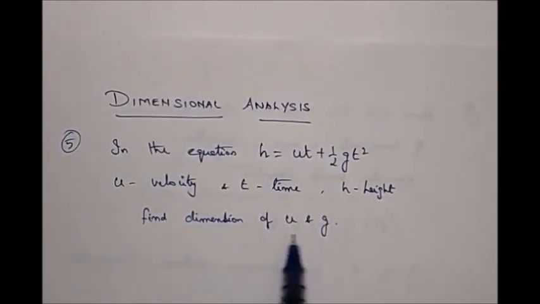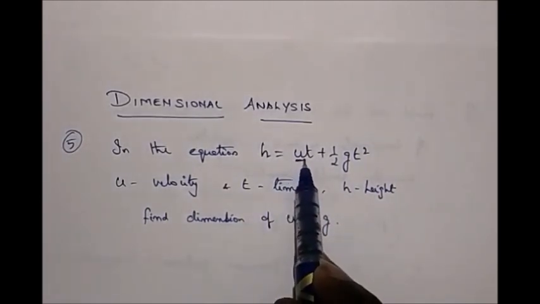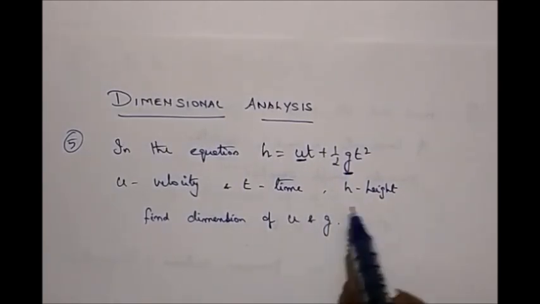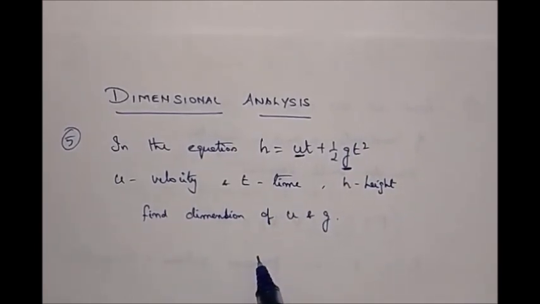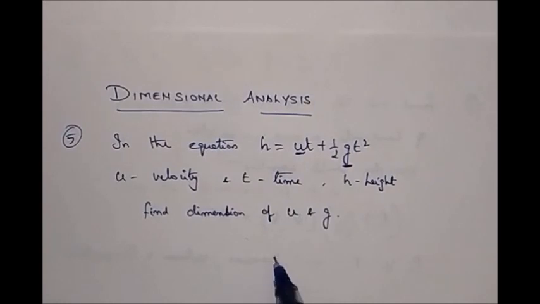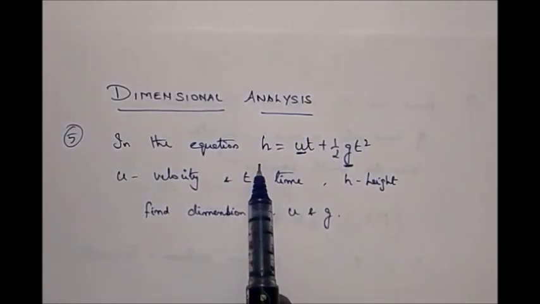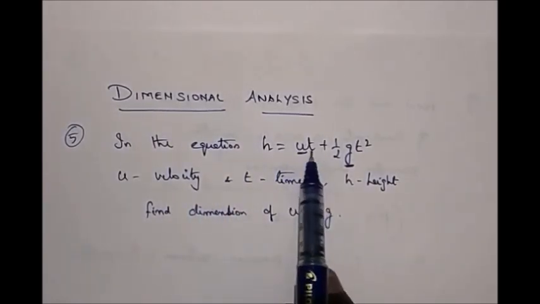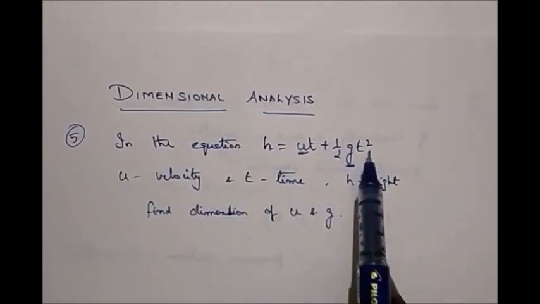So find the dimensions of u and g. That's what is written here. We need to find the dimension of u and we need to find the dimension of g. These are the two variables here that we need to find out. Now, how to find this: first of all you should know the basic principle. It governs through this. This is height, already given here, and u into t, that's one identity here, added by another group of identity.